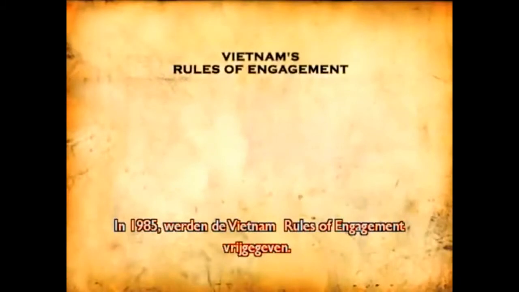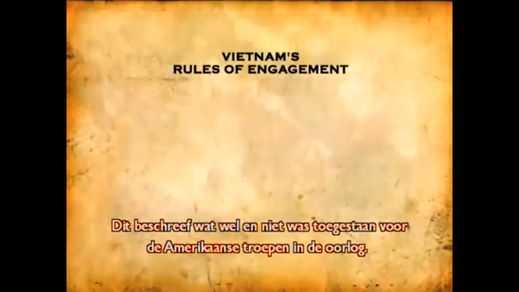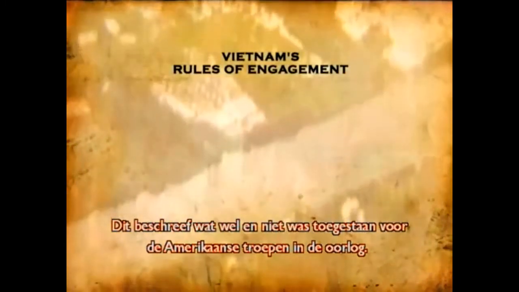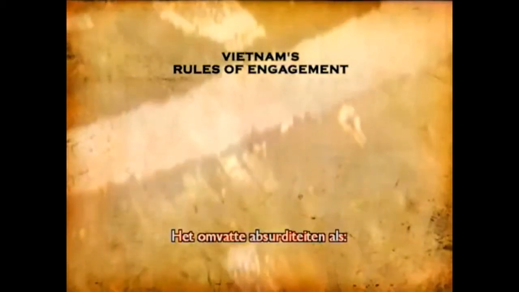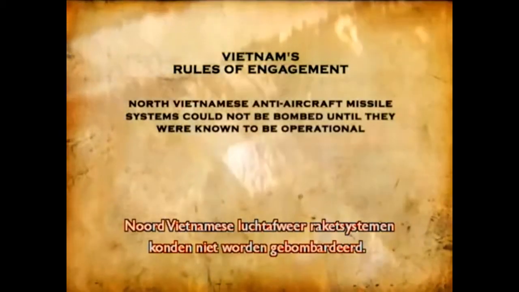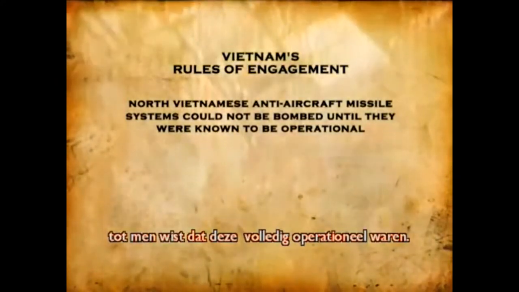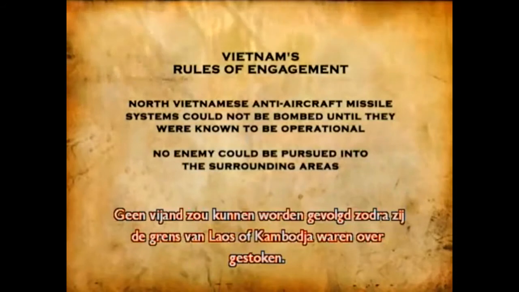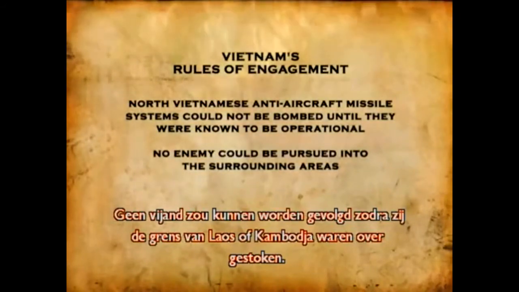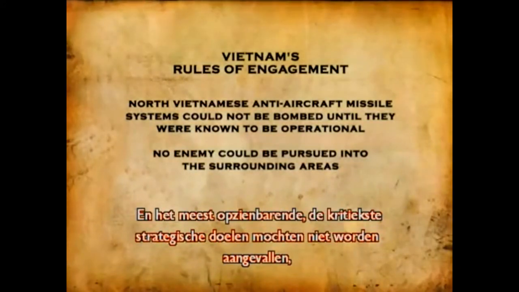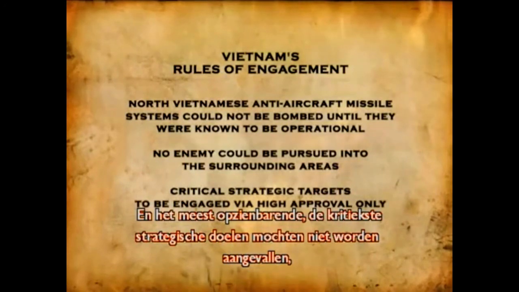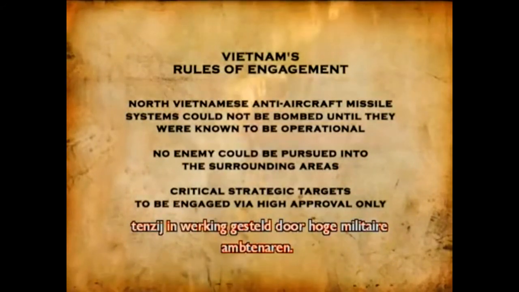In 1985, Vietnam's rules of engagement were declassified. This detailed what American troops were and were not allowed to do in the war. It included absurdities like North Vietnamese anti-aircraft missile systems could not be bombed until they were known to be fully operational. No enemy could be pursued once they crossed the border of Laos or Cambodia. And most revealing of all, the most critical strategic targets were not allowed to be attacked unless initiated by high military officials.